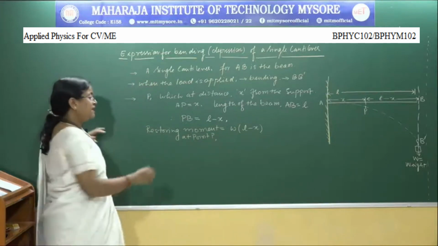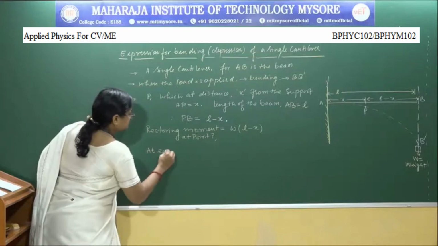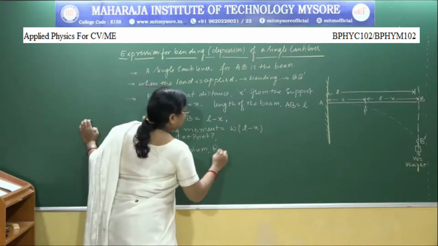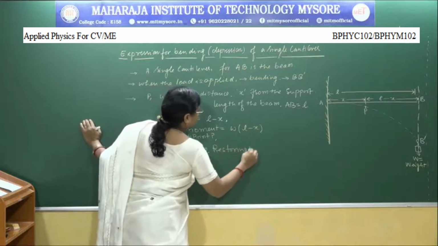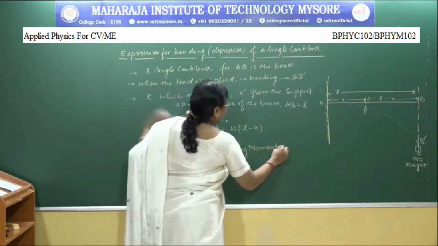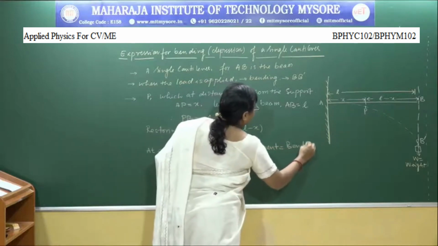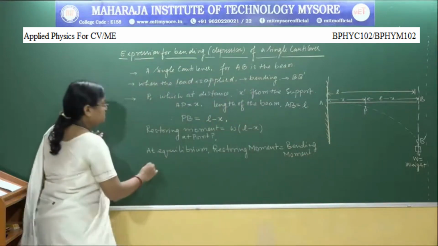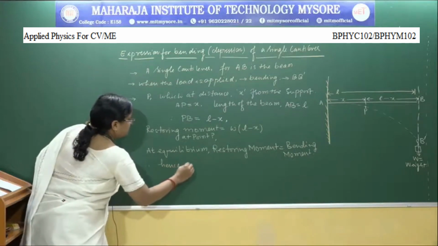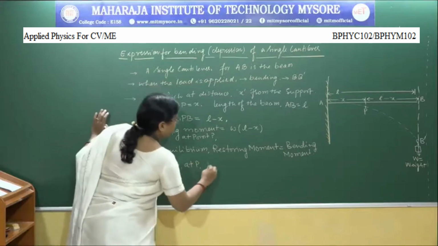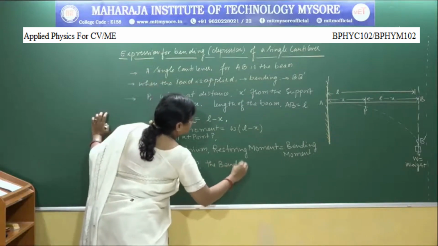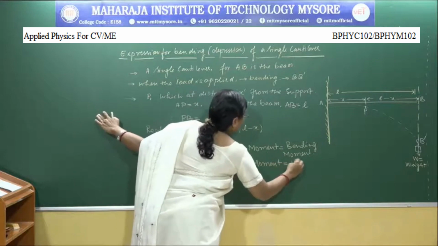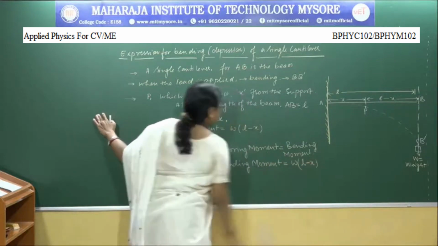Now what we know is, at equilibrium, the restoring moment is equal to the bending moment. Hence at point P the bending moment will be equal to W into L minus x.